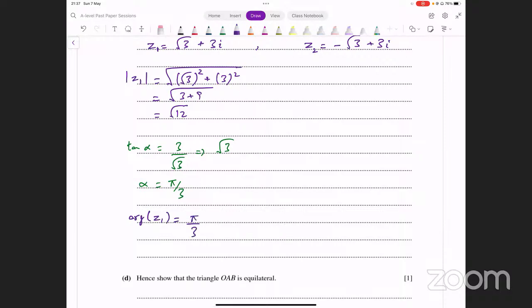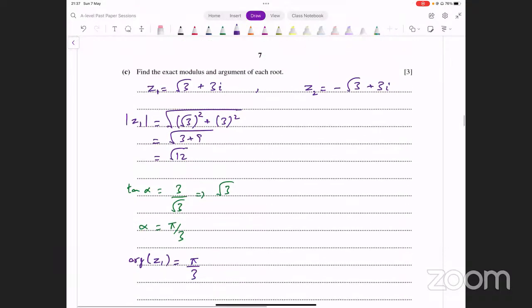Now z2 is going to have the same modulus, so that is also going to be square root of 12 here, right? Because वो आपके डायग्राम पे नजर आ रहे हैं, these are like symmetrical, so this is also square root of 12, the modulus of z2. What about the argument? आर्गुमेंट आप इसमें कैसे फिगर आउट करोगे वो हम देखते हैं.